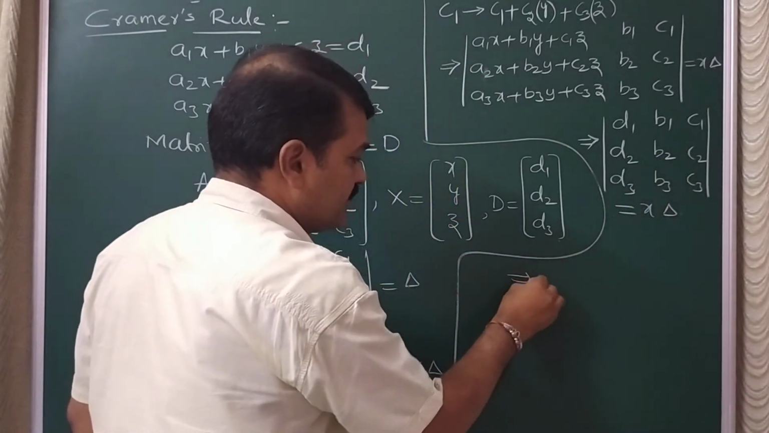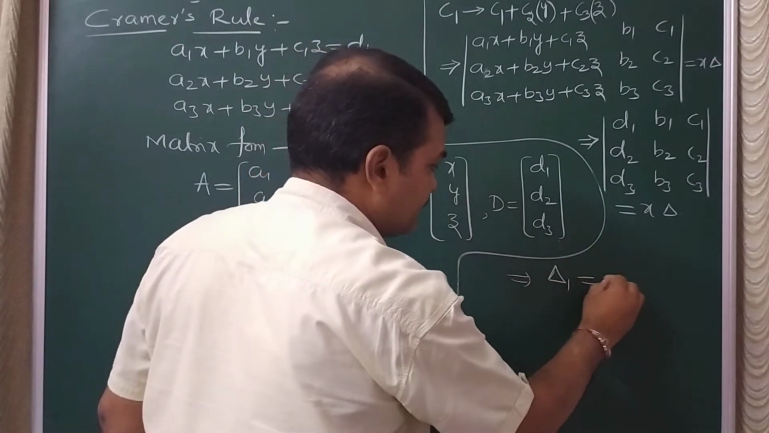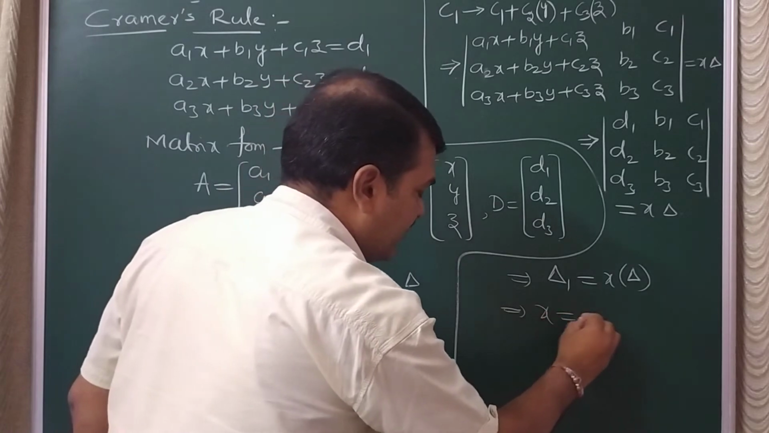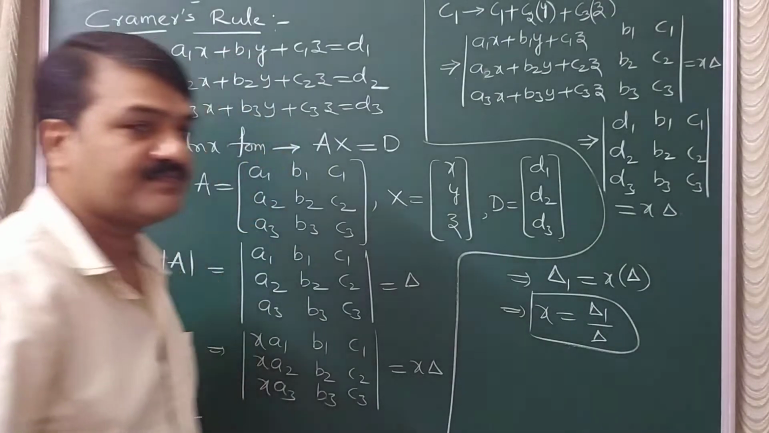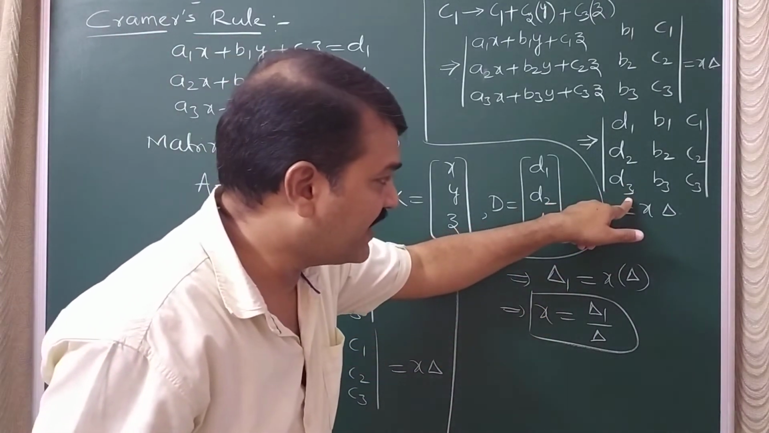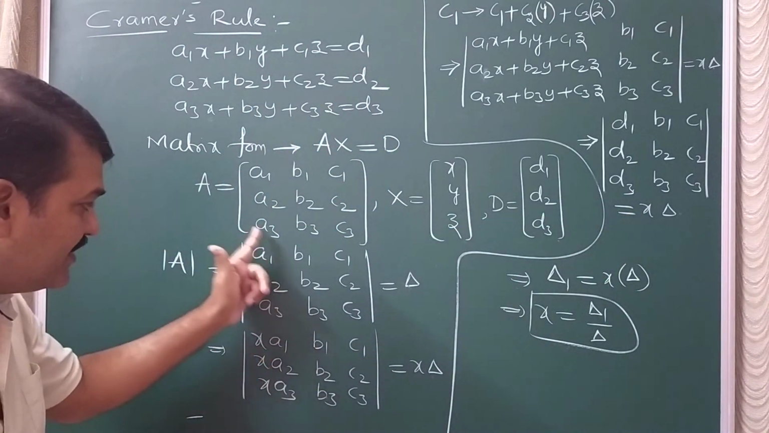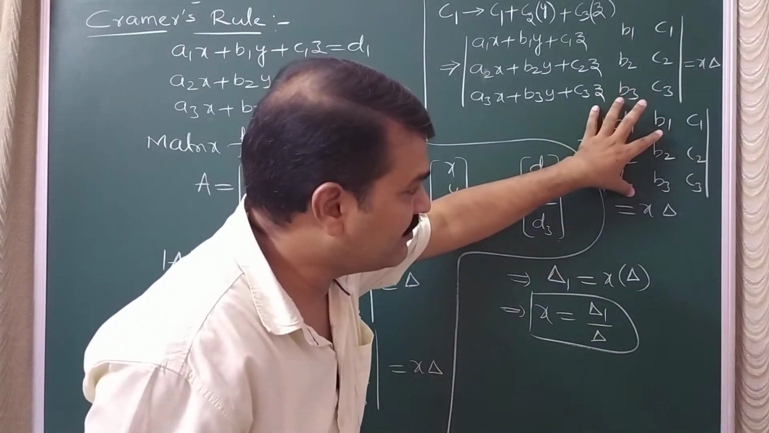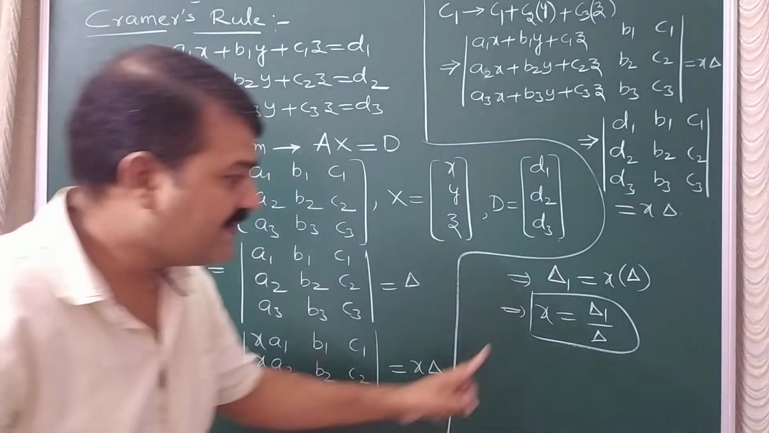Next, this LHS determinant I will take as delta 1. Therefore, I am going to get x is equal to delta 1 by delta. This is the value of x. So what is delta 1? Delta 1 is the determinant which we get by replacing the first column with the constant matrix. Whatever determinant we are getting, we have taken that as delta 1. So this is the value of x.